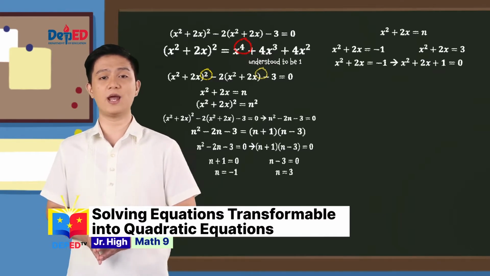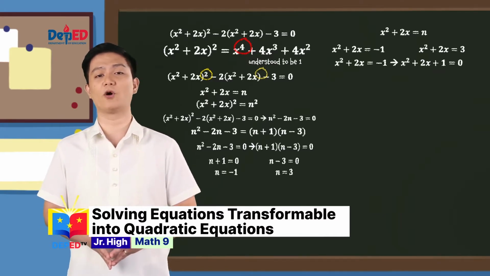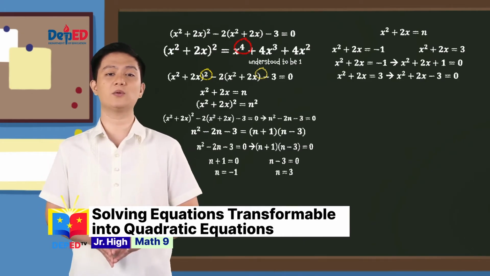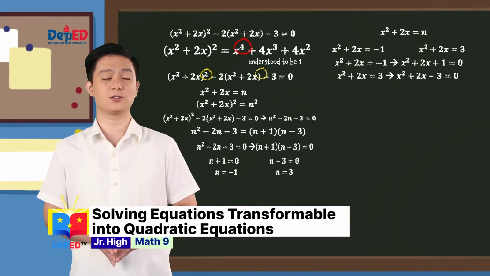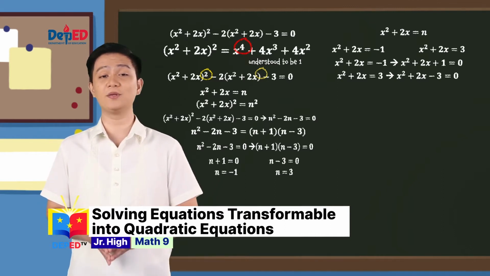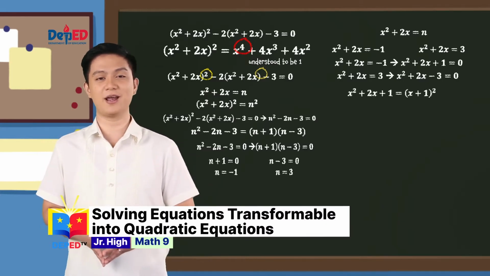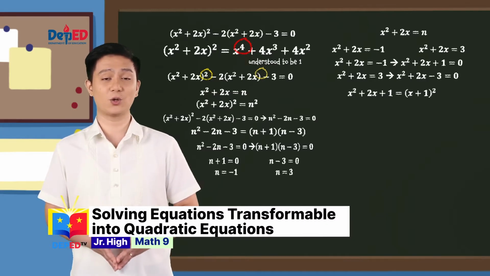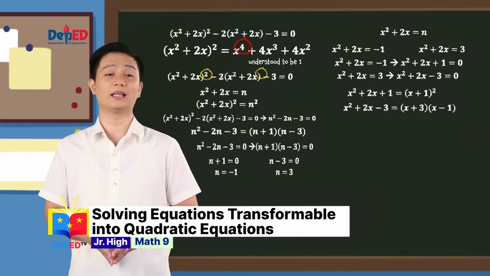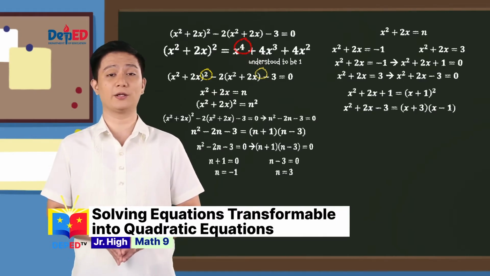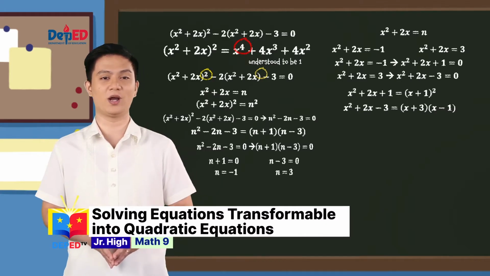X squared plus 2x equals negative 1 in standard form is written as x squared plus 2x plus 1 equals 0, while x squared plus 2x equals 3 is x squared plus 2x minus 3 equals 0 in standard form. Both trinomials in these equations are factorable. X squared plus 2x plus 1 is equal to the square of the binomial x plus 1, while x squared plus 2x minus 3 is equal to the product of the binomials x plus 3 and x minus 1.